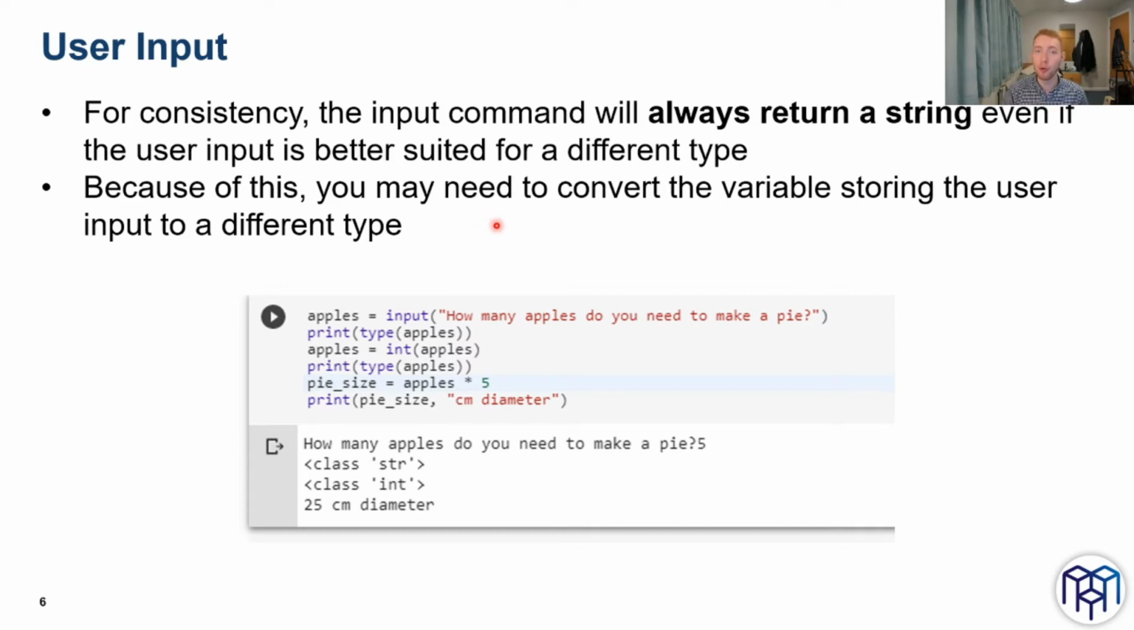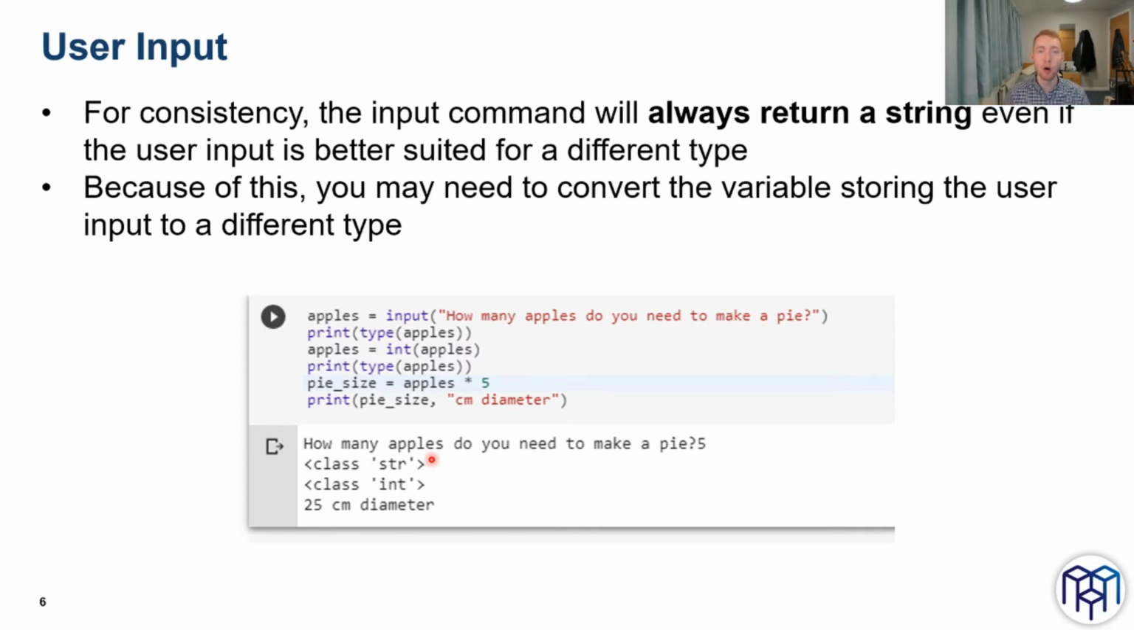And so we might want to do this, say if we're going to do maths with the value inputted by the user, we're going to need to store it as either an integer or a float. If we try to do maths with the raw string, it's not going to work correctly. So for example, if we have an input saying "How many apples do you need to make a pie?", and then assign that to the variable apples, even when the user types in the number 5, when we print out the type of this, this is the string 5, so 5 in quotes.